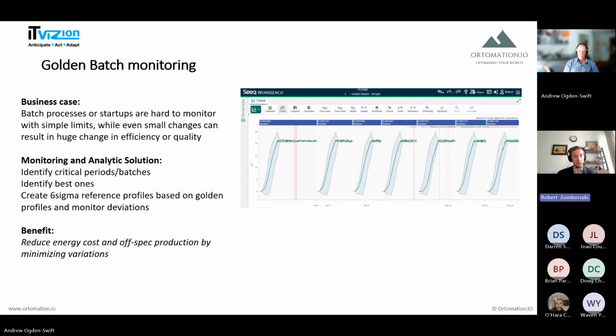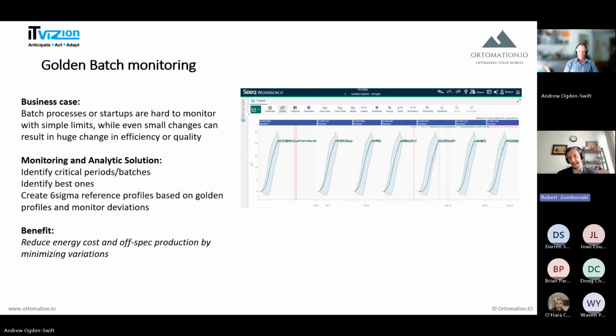Okay, and what can we do if we don't have a continuous process, but we have a batch process? In this case, what we usually suggest is to build reference profiles based on the golden batches. How can this be built, or how does this work? First, we have to identify the critical periods like changes, startups, or we have to identify the whole batches in the system. After that, the engineers have to go through this and select the golden ones, the best ones that we want to treat as examples.